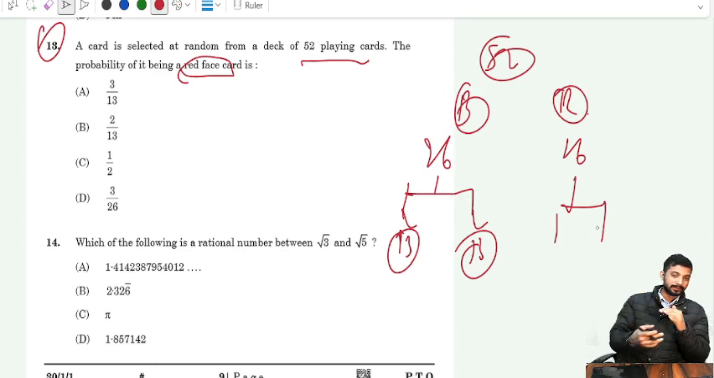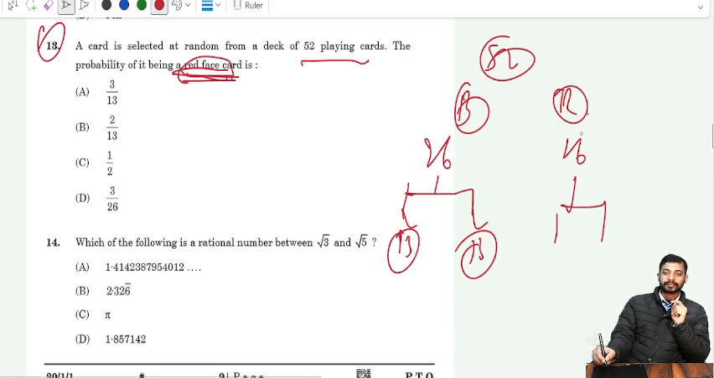In the 13 cards there are three face cards: king, queen, jack. After those they are numbered cards. So that is a clue. How can you find it? Here it is asking the probability of a red face card. So how many red face cards are there?